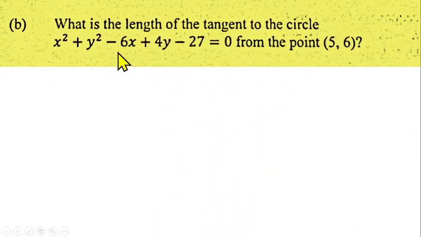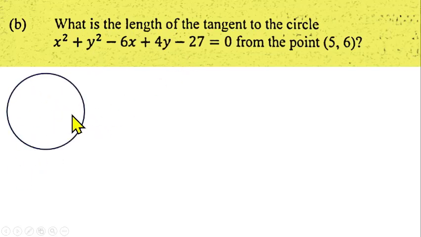Question number 4b. What is the length of the tangent to this circle from point (5, 6)? So you have to find the length of the tangent to this circle. And don't forget that this is the circle we just got in the previous question, 4a. So how can we find the length of the tangent to this circle? If you draw the circle, a tangent is a straight line that touches the circumference of the circle at a point. Let's call the point where the tangent touches the circle T, and this point P, which is (5, 6).